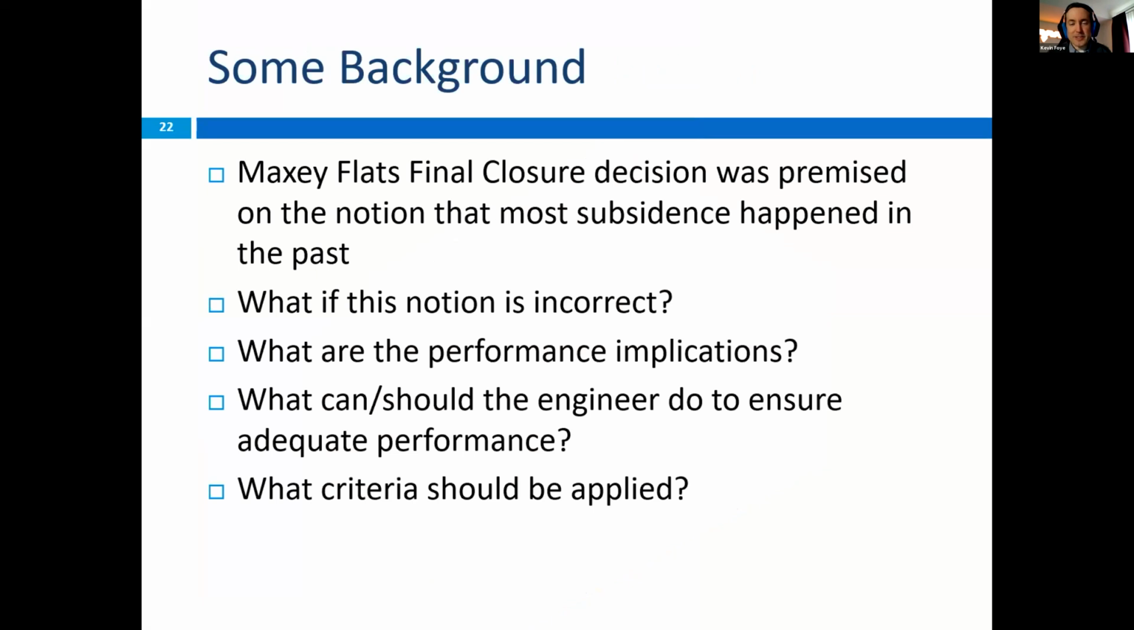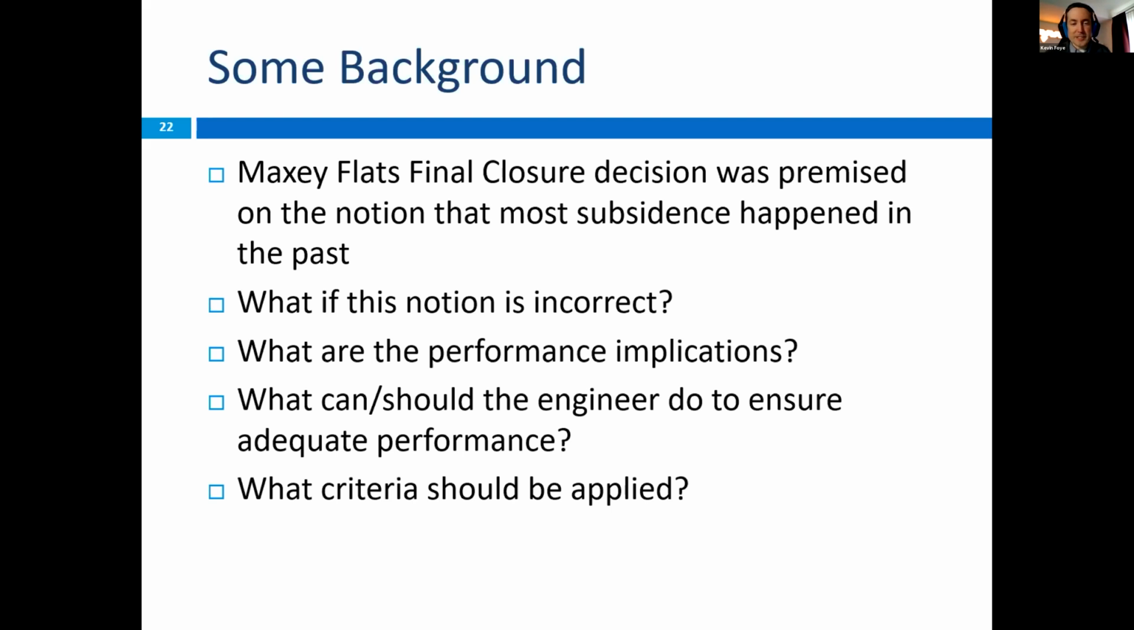At Maxey Flats, the final closure decision, the decision that they would go from that interim condition to the final condition, was premised on the idea that most of the subsidence had already happened. I had mentioned earlier, they put a temporary cover on. They put a temporary cover on because they knew and expected that those containers would continue to collapse and subside. And for that reason, the site had monitored subsidence for a long time. What they had noticed is that the amount of settlement they were getting at monitoring points was decreasing over time, and the number of times that those craters would appear on the surface was also decreasing. As a result, they made the decision that it was okay to invest in a final cover to close the site.